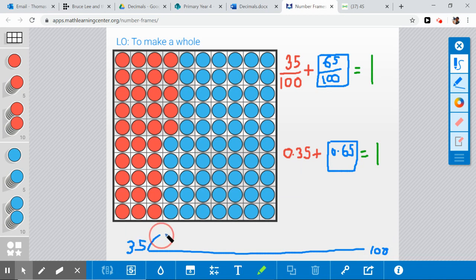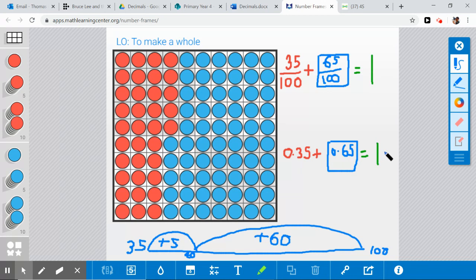And then to get to the next 10, you need to add 5 to land on 40. And then to get from 40 all the way to 100, you had to add 60. So you can see that you added 65 altogether. And if you're looking at decimals, again, it's the same. You've got 0.35, so it's 35, and 65 equals 100 hundredths, or one whole one.